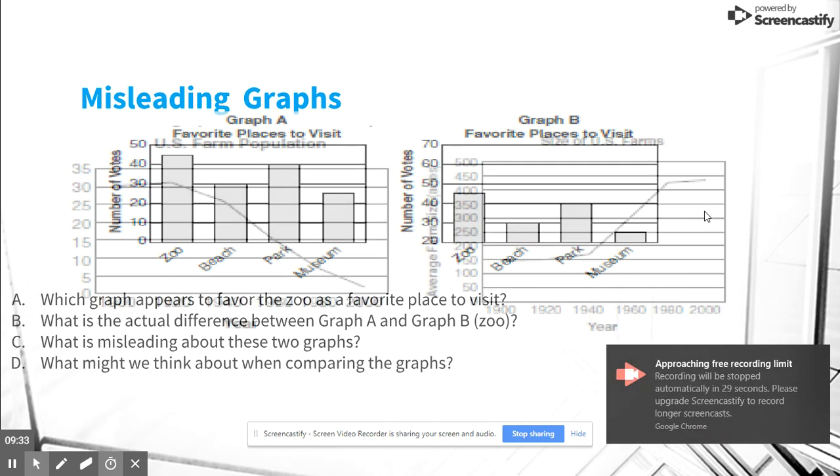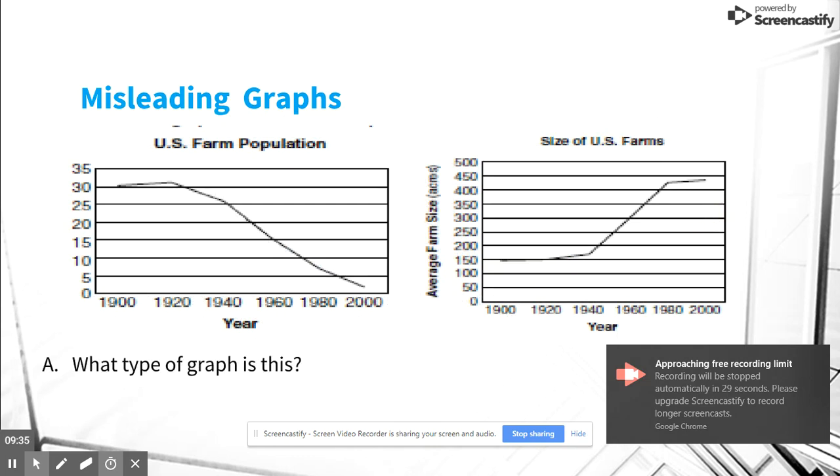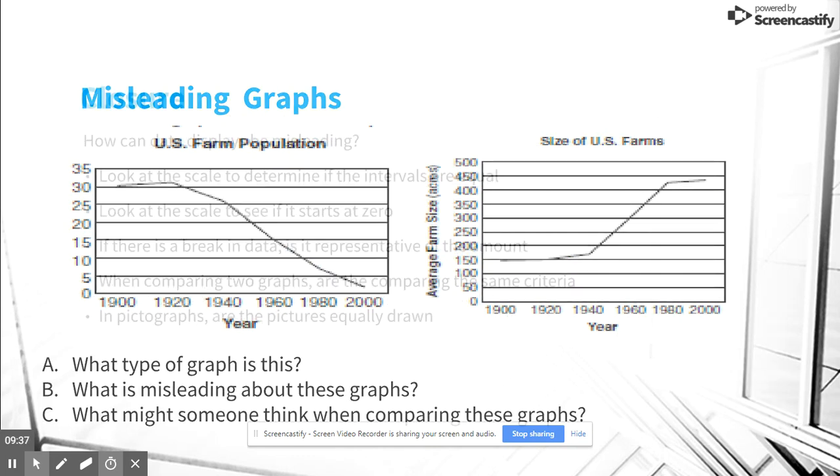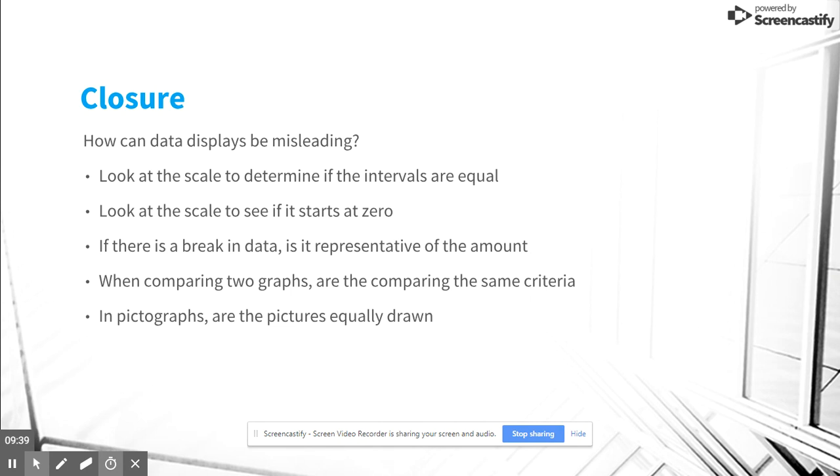So to save a little time, I'm going to go ahead and get to our exit slip. So closure. How can data display be misleading? Look at the scale to determine if the intervals are equal. Look at the scale to see if it starts at 0. If there is a break in the data, is it representative of the amount? When comparing two graphs, are they comparing the same criteria?